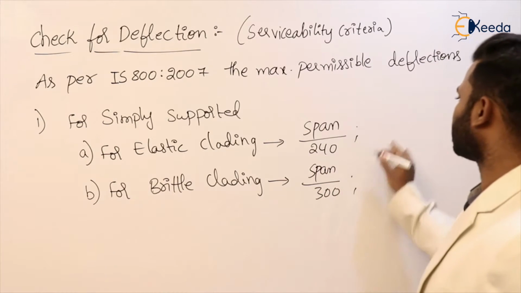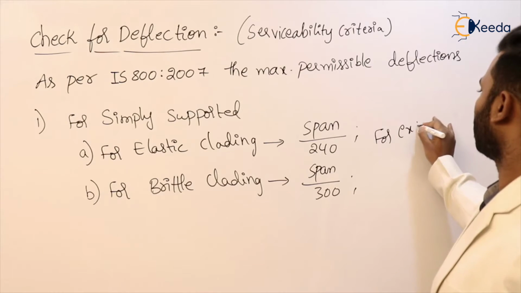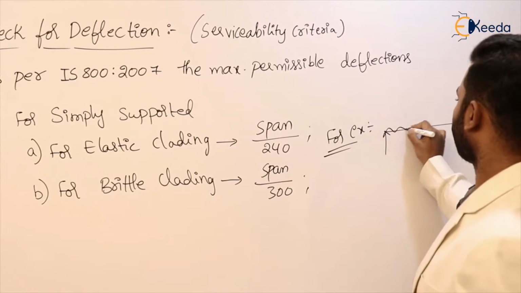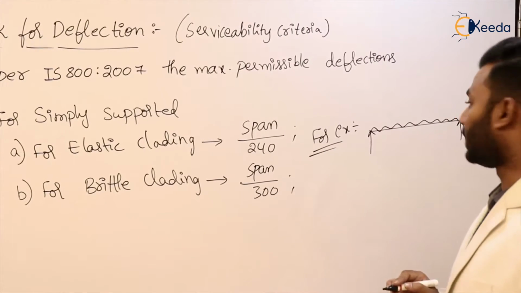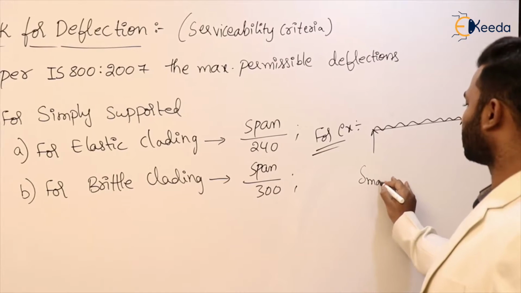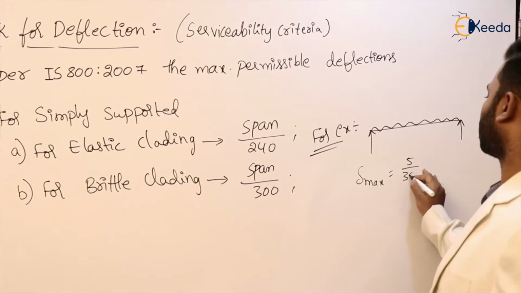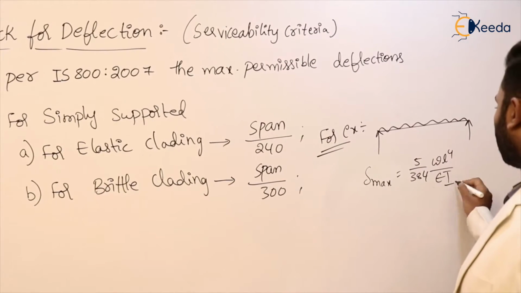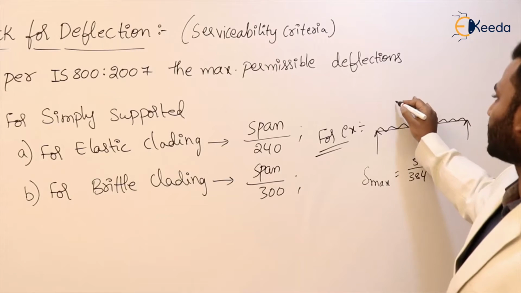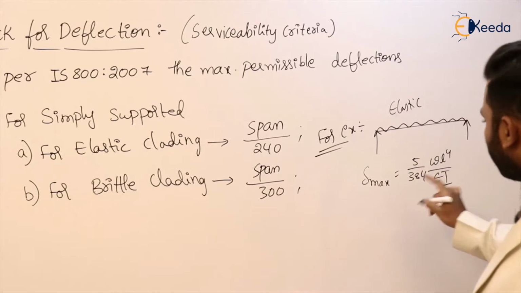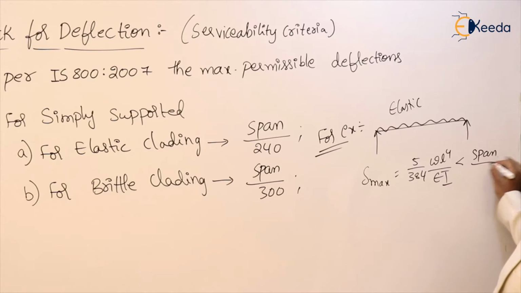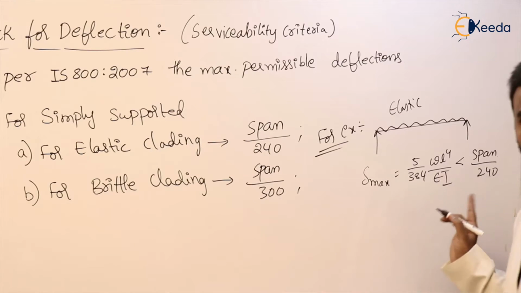Let us see an example, a simply supported beam with UDL. For this case, what is the delta max? It is 5 by 384 wL^4 by EI. Now assume that it is elastic cladding. Then this should be less than span by 240. If it is a brittle cladding, then it should be less than span by 300. This is how to check it. So take it down.